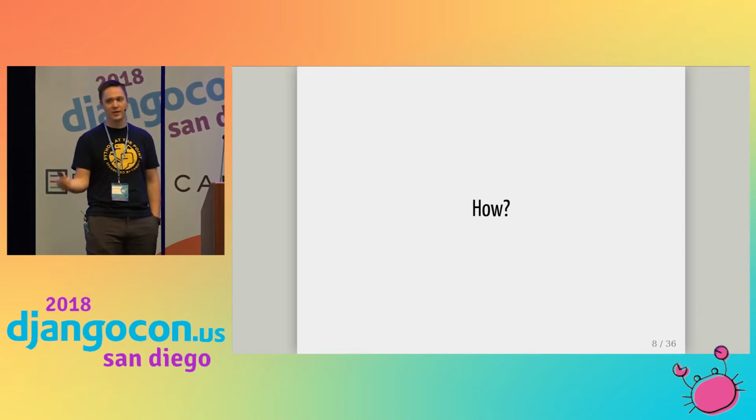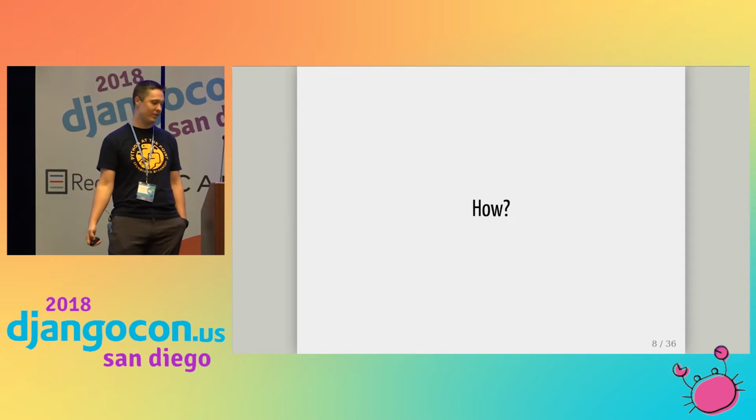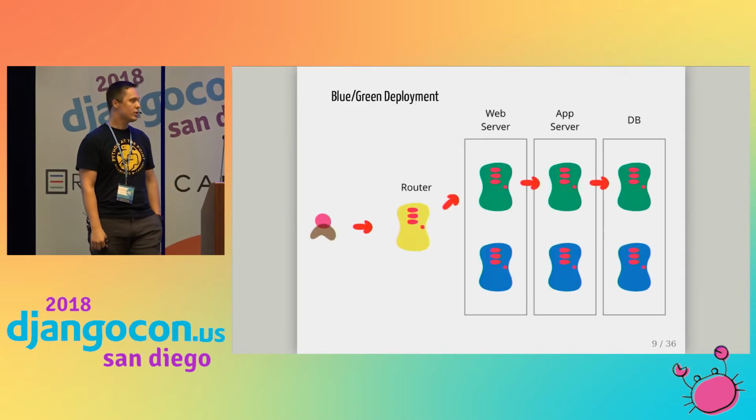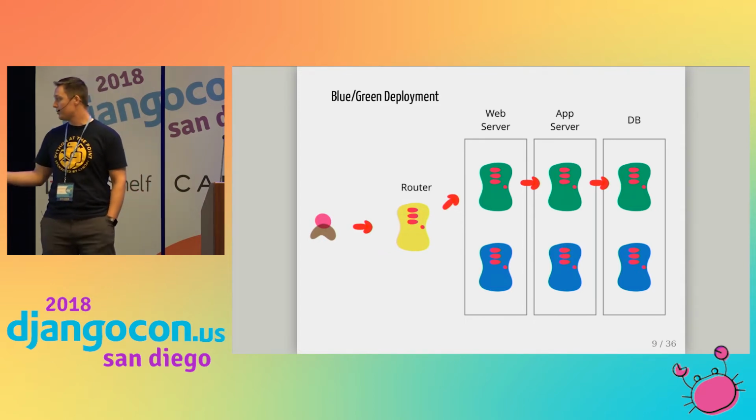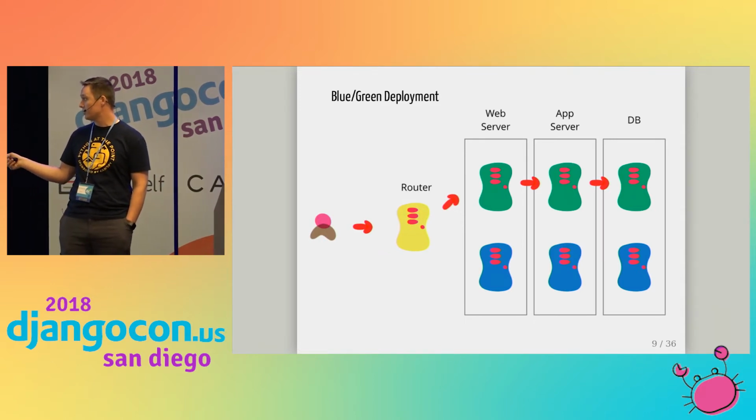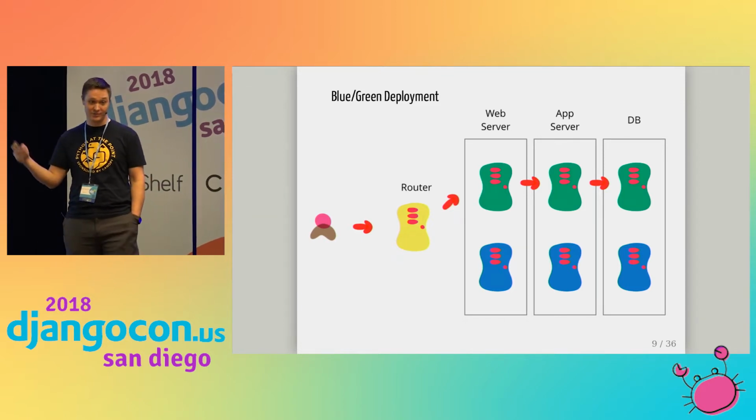So now we'll get into the details. How exactly does one have no downtime? The very first strategy in having no downtime is called a blue-green deployment. It's really simple. You basically have two environments, a green one and a blue one, hence blue-green, right?